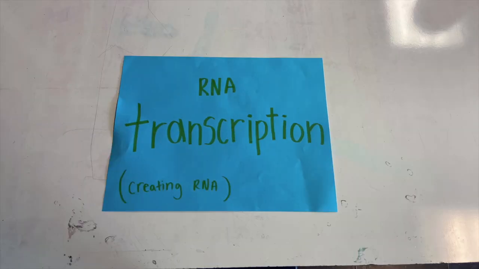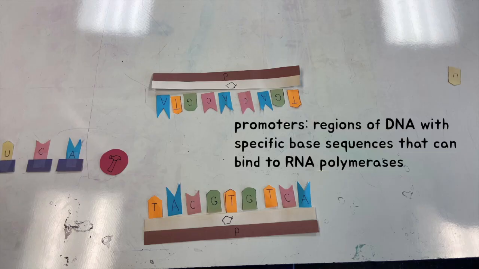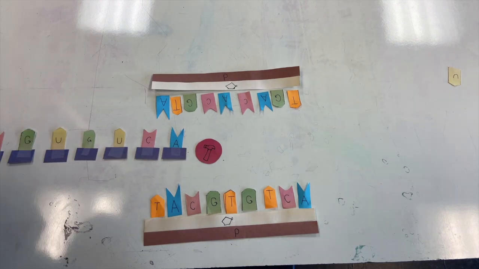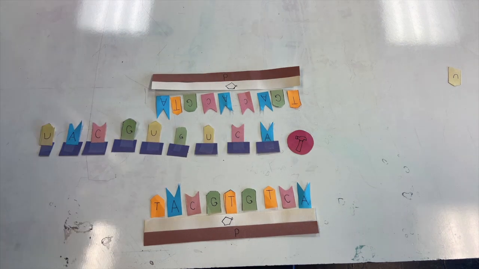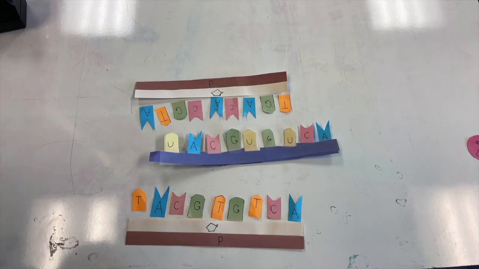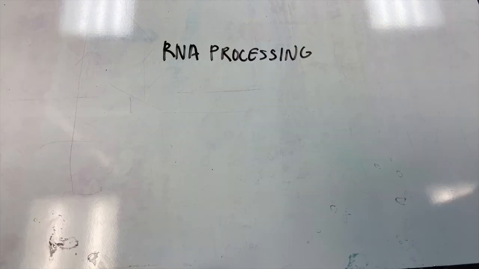So the next process is RNA transcription, or creating RNA. First we're starting with initiation and promoters, which are regions of DNA with specific base sequences that can bind to RNA polymerase, to start us off. And so the polymerase brings in the base pairs following the rules. And you'll notice that thymine is replaced with uracil in the new strand, as uracil is more durable and can withstand weather outside the nucleus. And so the DNA comes back together.